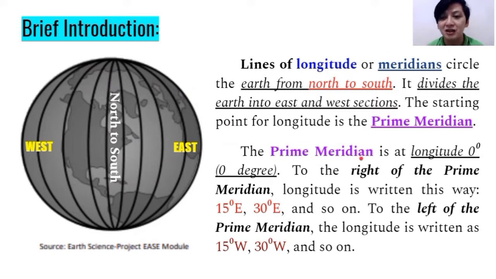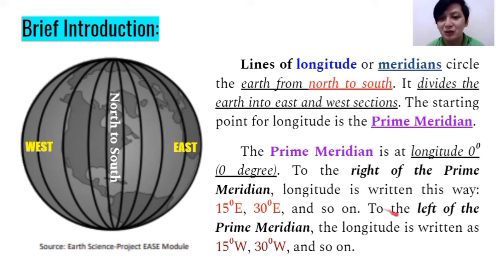The prime meridian is at longitude 0 degrees. To the right of the prime meridian, longitude is written this way. So ito yung makikita nyo. Example, 15 degrees east, 30 degrees east, and so on. So pag nakita nyo na east yan, automatically, that is the line of longitude.